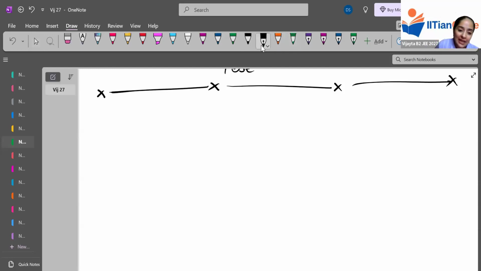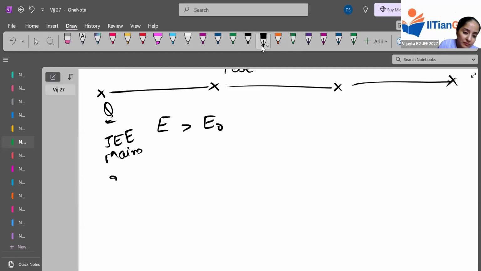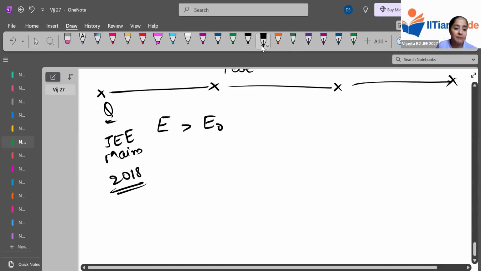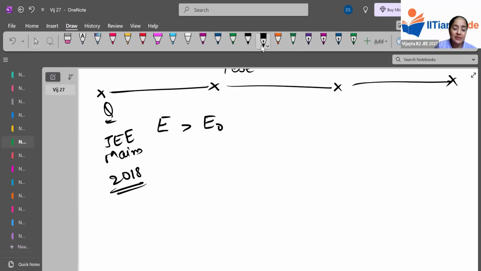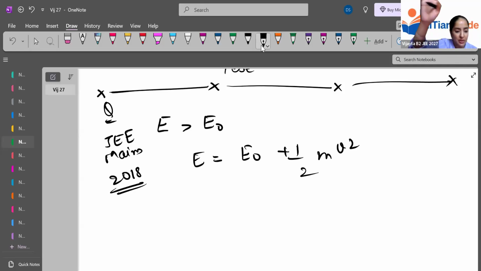Let's say I have given energy E which is greater than E naught. I'm presenting a JEE Mains question 2018. Similar questions have been asked later on till 2024 also. The question is, we still have the same equation running, right? mv square. Correct? We still have the same equation running.